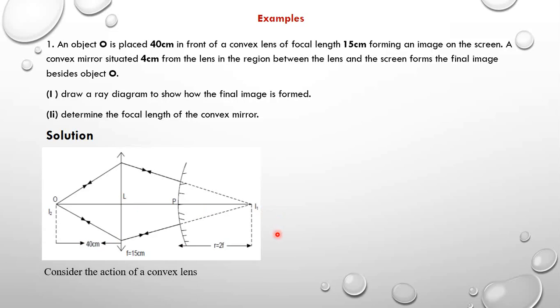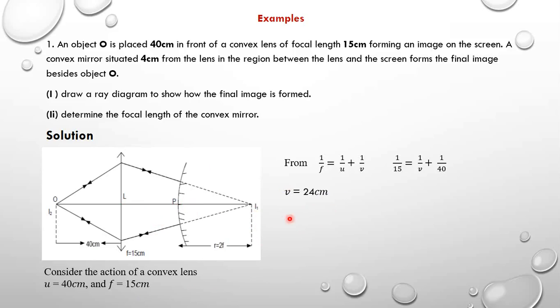So using the formula 1 over F is equal to 1 over U plus 1 over V, that is the lens formula. Remember, the lens formula is similar to the mirror formula. Of course, we shall look at lenses in the second part of optics. So this is the lens formula. When we substitute for F and U, we can get the V. So we shall make V the subject and get V as 24 centimeters. That means that the distance LI1 is going to be 24 centimeters.